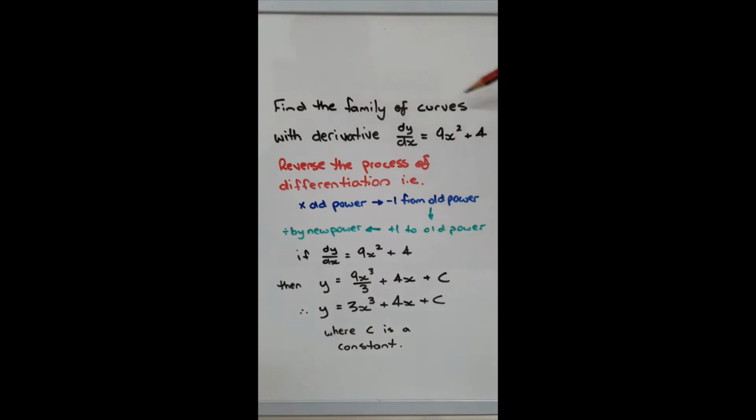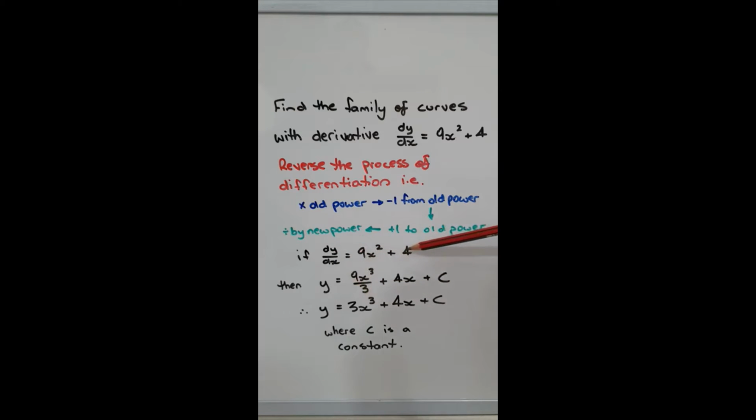Find the family of curves with derivative dy/dx equals 9x squared plus 4. In order to do that, we need to reverse the process of differentiation. So if by differentiating we multiply the term by the old power and then subtract 1 from the old power, reversing that, sometimes called anti-differentiation, we add 1 to the old power and then divide the term by the new power. So if dy/dx is equal to 9x squared plus 4, starting off with the 2, we add 1 to it, becomes 3, and then we divide the entire term by 3.